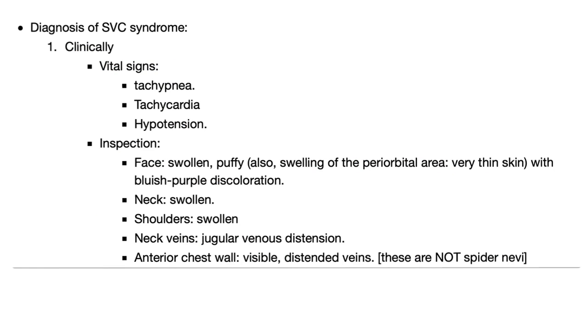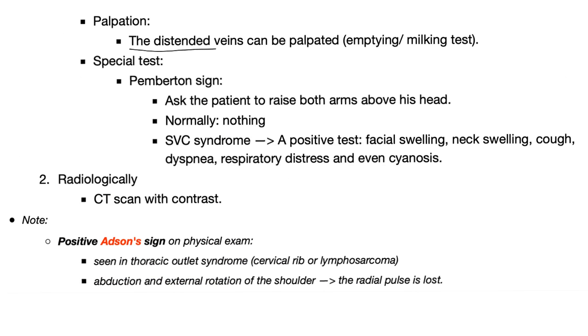How to diagnose superior vena cava syndrome? You have vital signs: tachypnea, tachycardia, and hypotension. Inspection: you find the face is swollen and puffy. You'll find the neck swollen, the shoulders swollen, the neck veins distended, and the anterior chest wall having visible distended veins. You can palpate the veins.